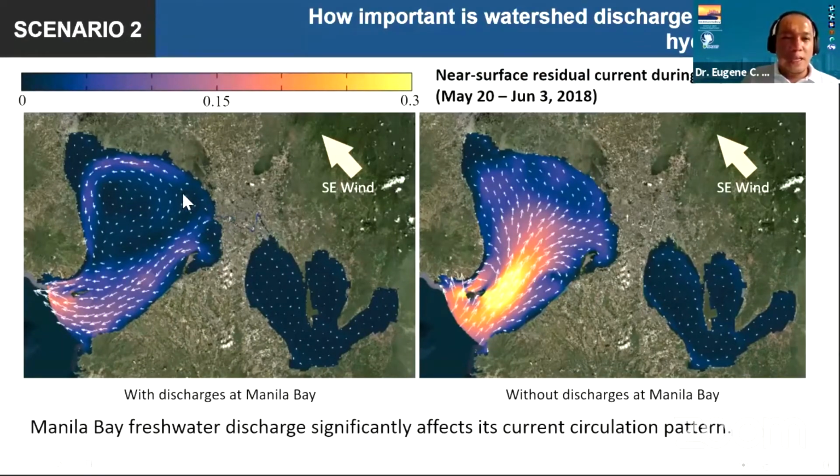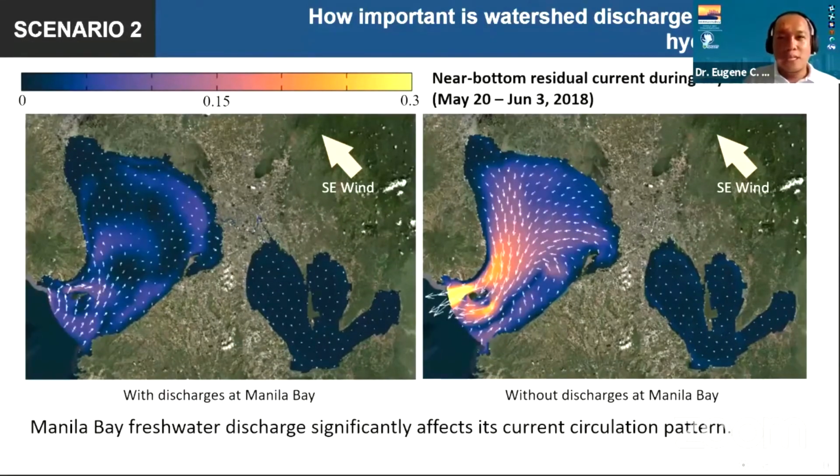So you can see that with the wind, you can see the large circulation to be present, as we had seen earlier. But if we don't have the freshwater discharge, or if the freshwater discharge is changed, you can expect such a change in the flow conditions of the bay. So we can see how important the river discharges are in the simulation of the hydrodynamics of Manila Bay. So you can see the conditions here.